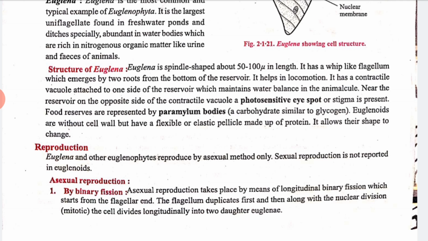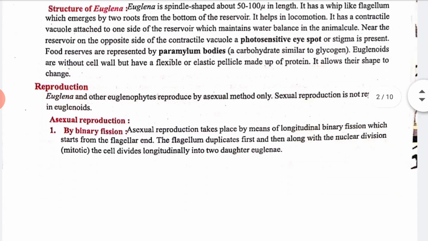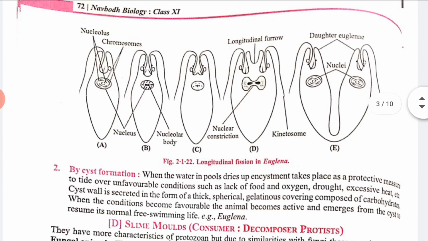Asexual reproduction takes place by longitudinal binary fission which starts from the flagellar end. The flagellum duplicates first, and then the nucleus divides, which is mitotic. I told you that if there is nuclear division then it is mitotic division. Then the cell divides longitudinally into two daughter euglenoids. Here you can see the longitudinal fission in Euglena.